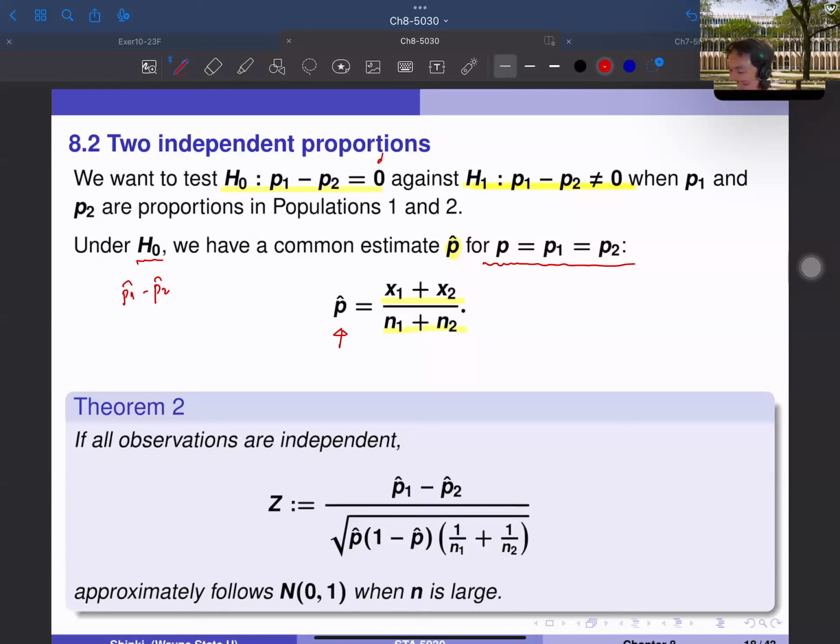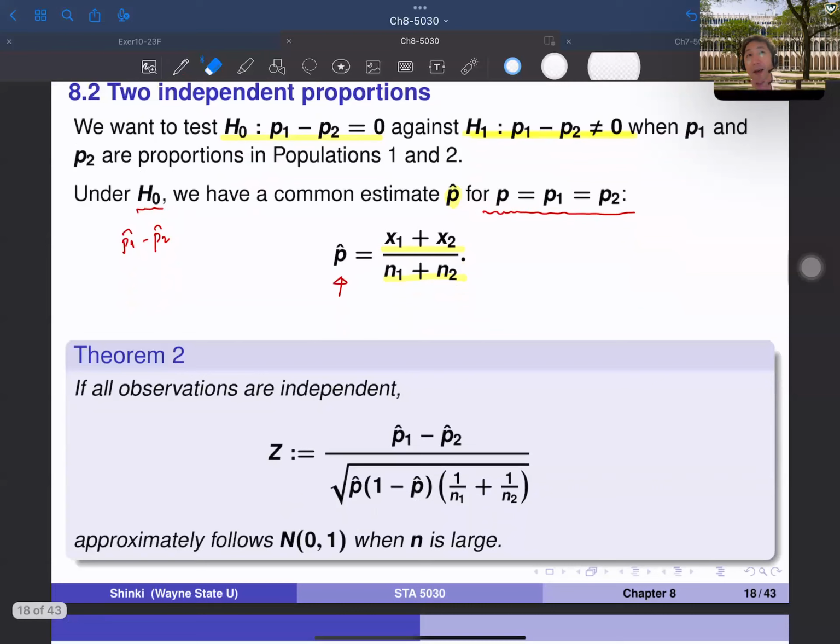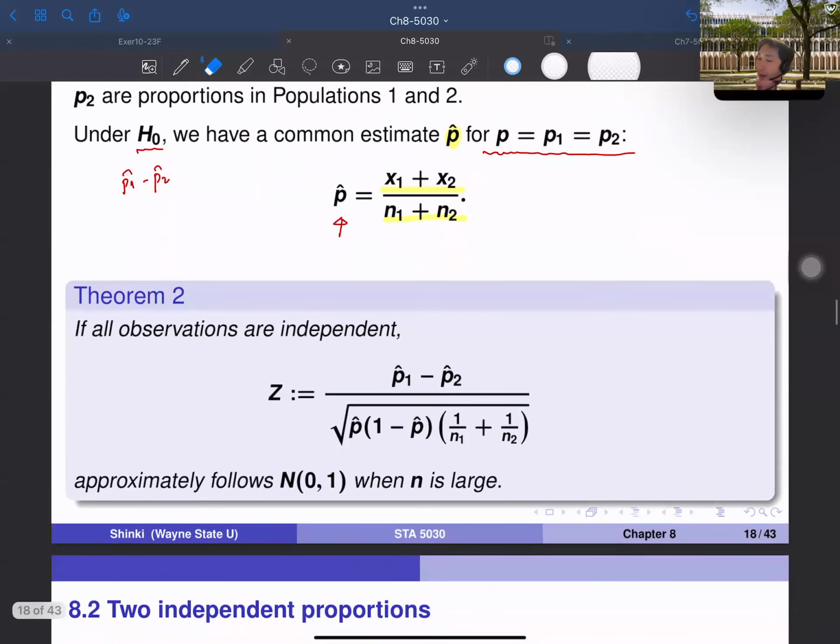If this number is D, we cannot do that, so the test is more complicated. But in our case, we can use both samples to get the best estimate of P.